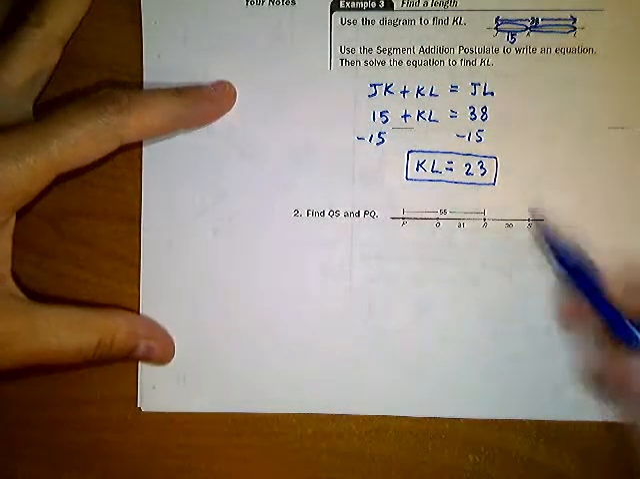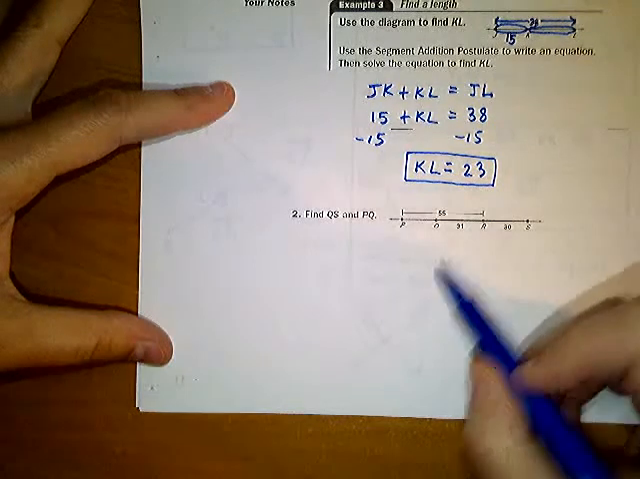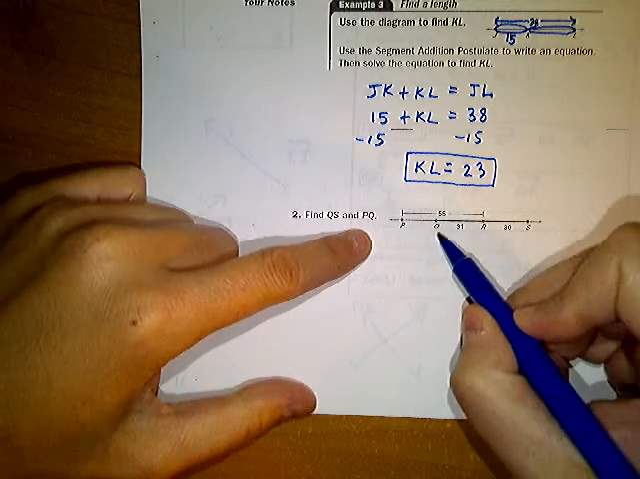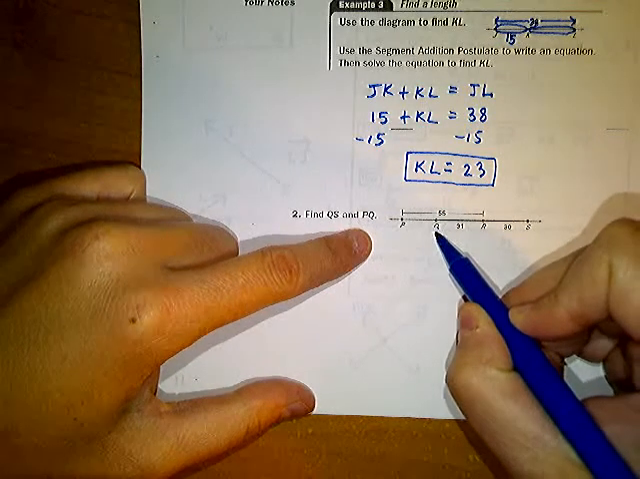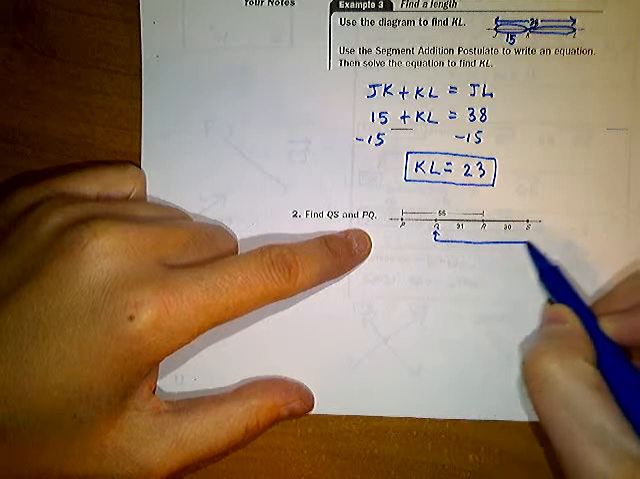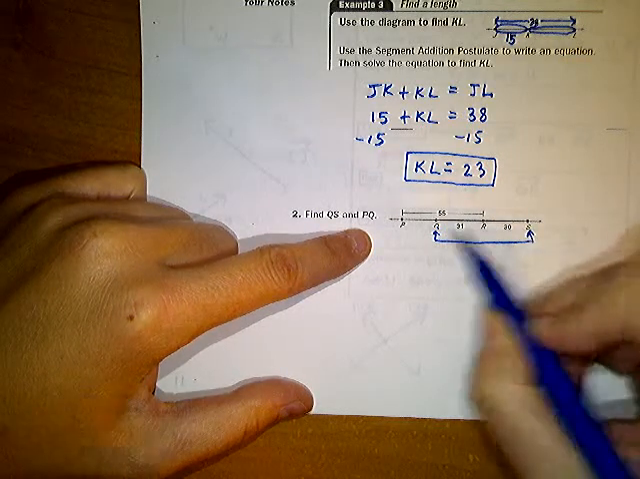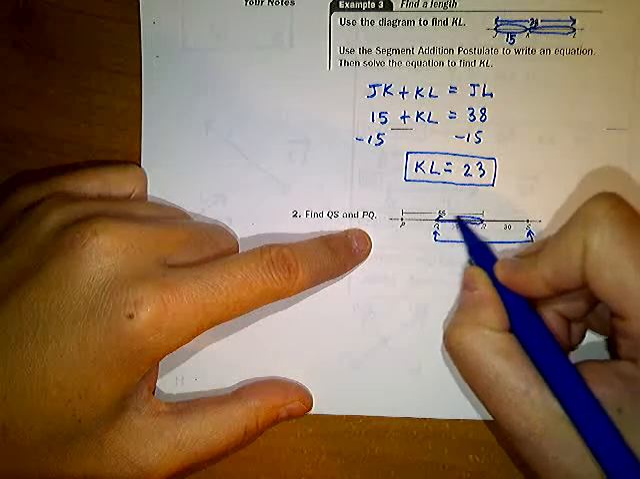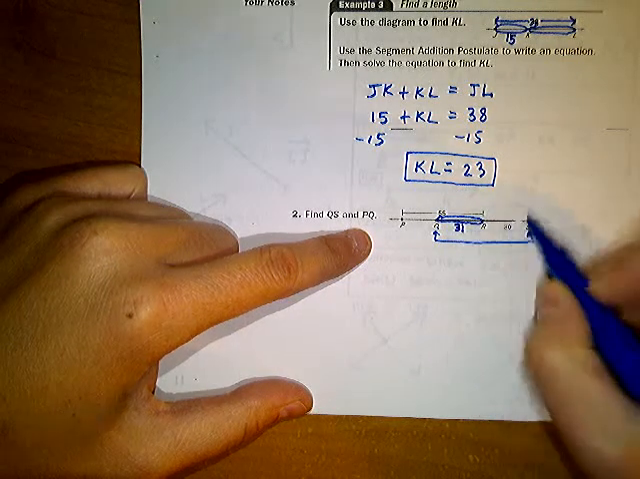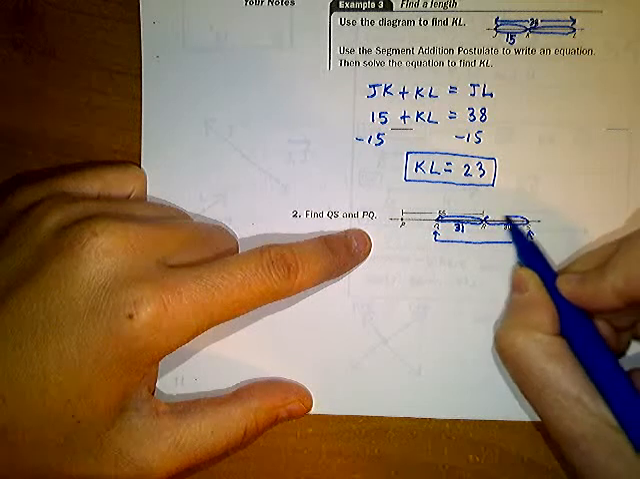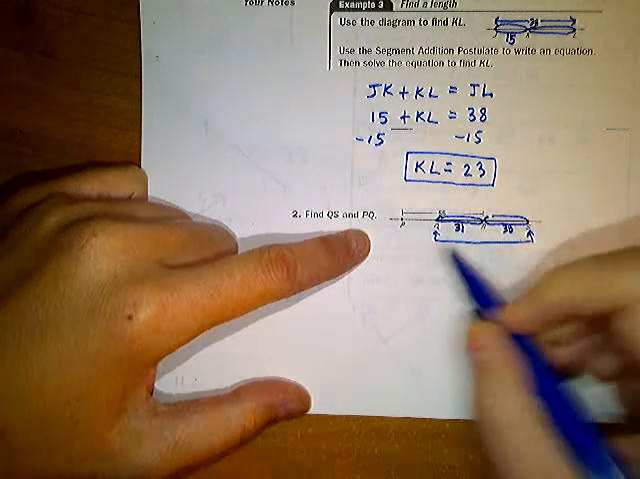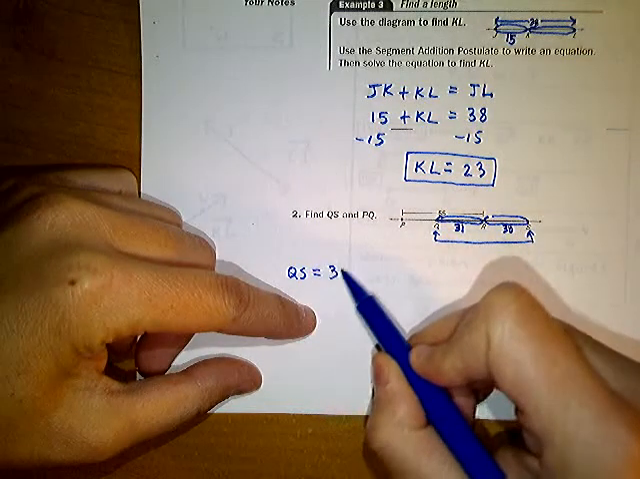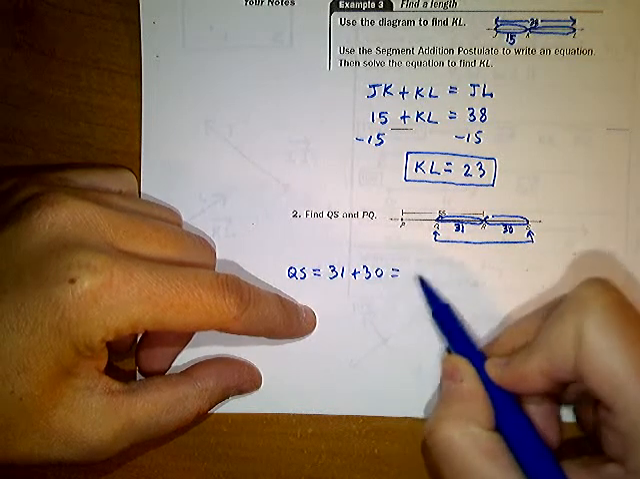The example down here, they want you to find QS. They have two questions. Sometimes our prompts have two things that they want us to find. Here's Q, and here's S. So to find the distance from Q to S, the distance here from Q to R is 31 units, and the distance here from R to S is 30 units. So QS is simply adding the two pieces together, 31 plus 30, which gives you 61.